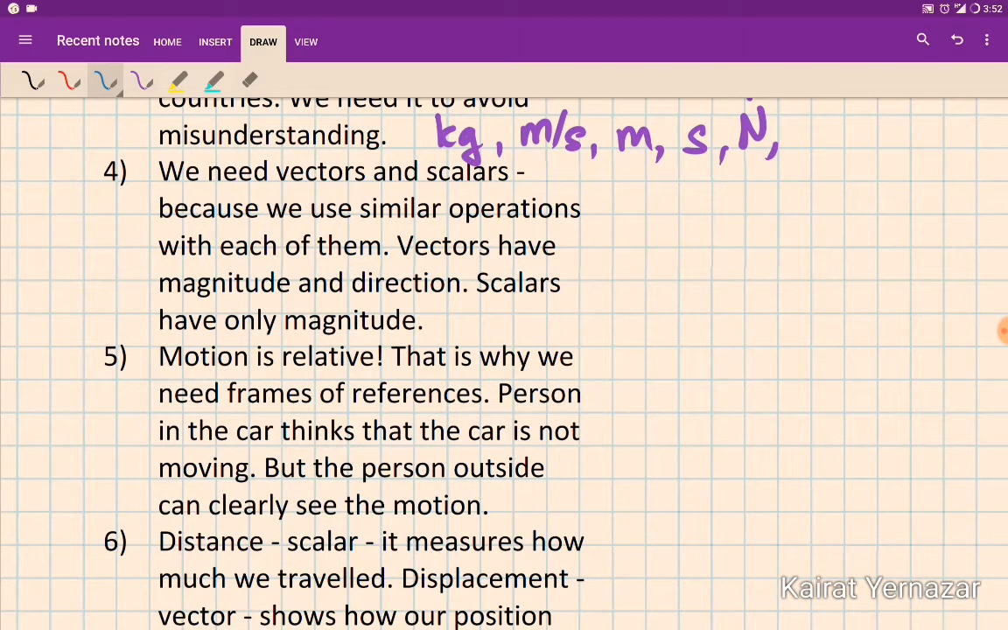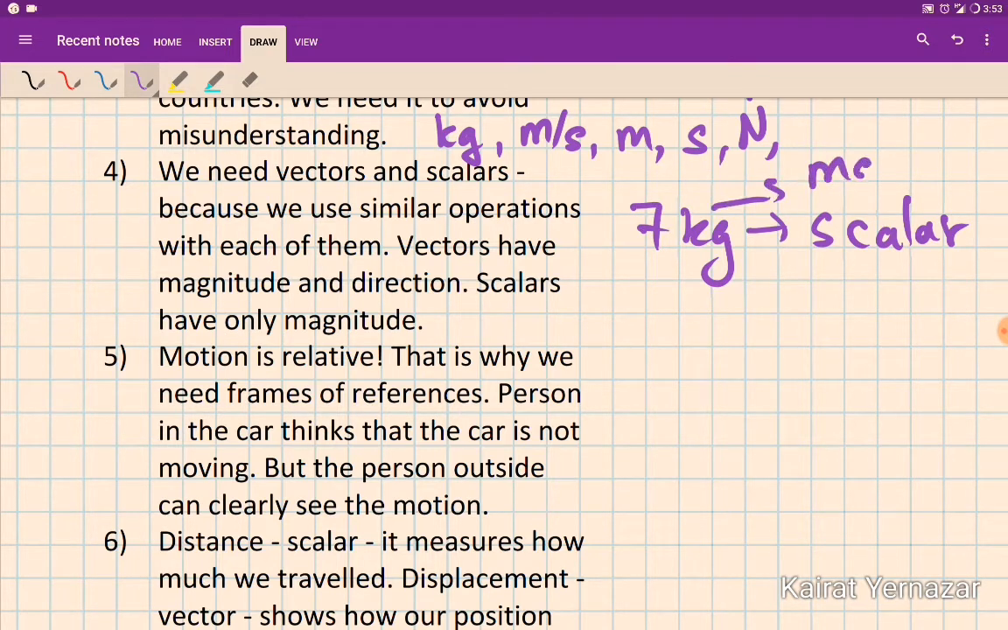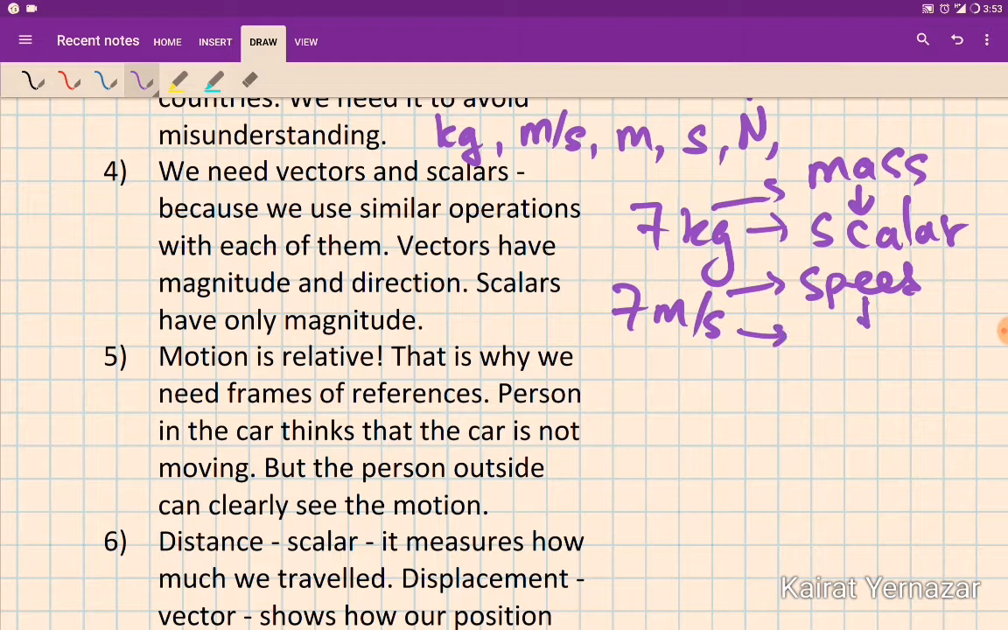So we need vectors and scalars because we use similar operations with each of them. Vectors have magnitude and direction. Scalars have only magnitude. For example, 7 kilograms is mass, right? And mass is scalar. 7 meters per second, what is this? This can be velocity or speed, right? But in this case, we haven't specified direction, so it will be just speed, and it will be scalar.